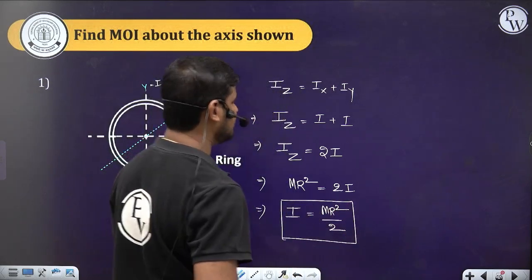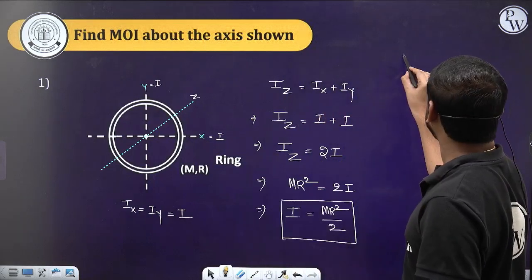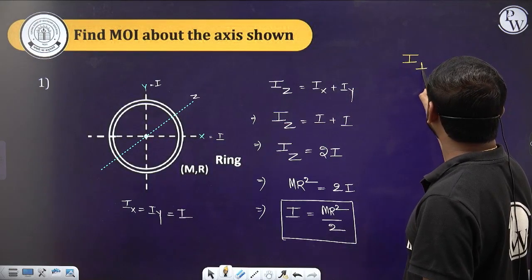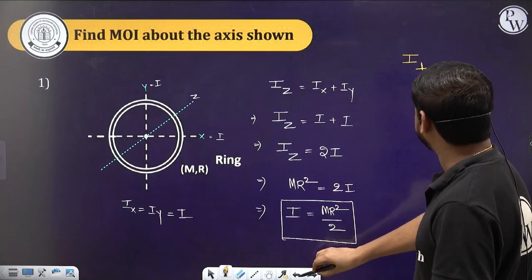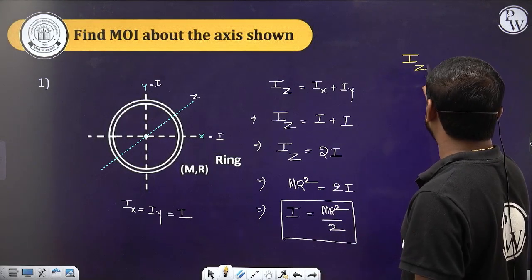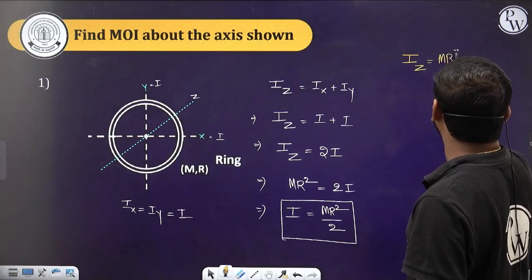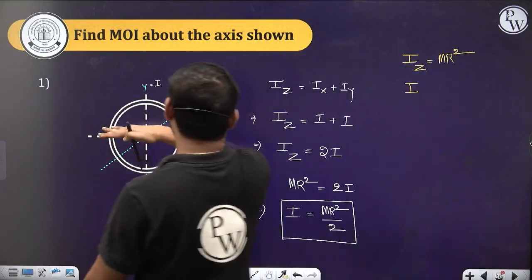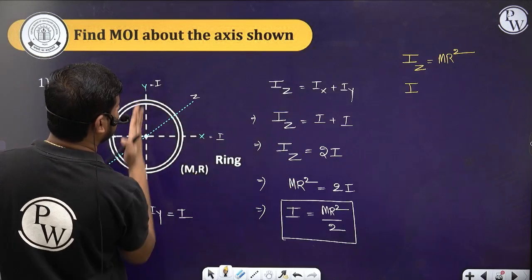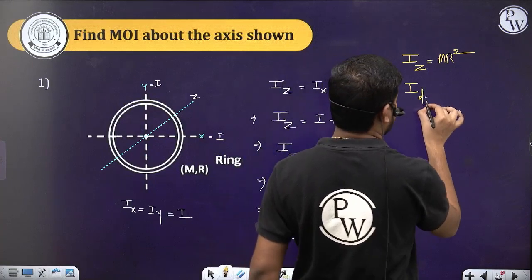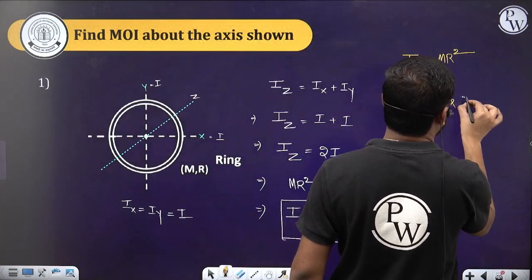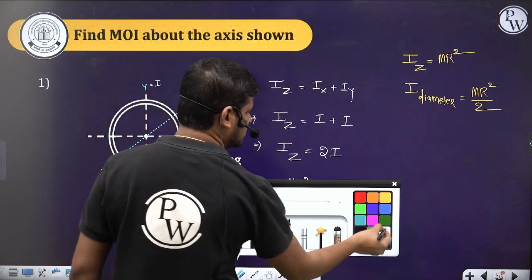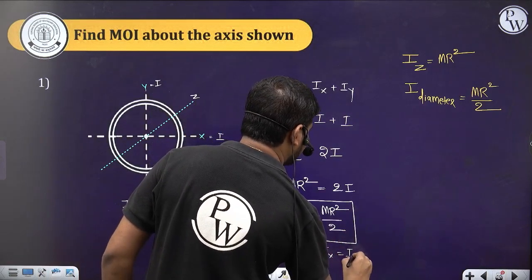So you just remember now. The moment of inertia for the circular ring about its z axis, its perpendicular axis, is MR squared. And the moment of inertia about its diameter, this diameter or this one, is equal to MR squared by 2. So this I is nothing but the moment of inertia about the x axis and the moment of inertia about the y axis.